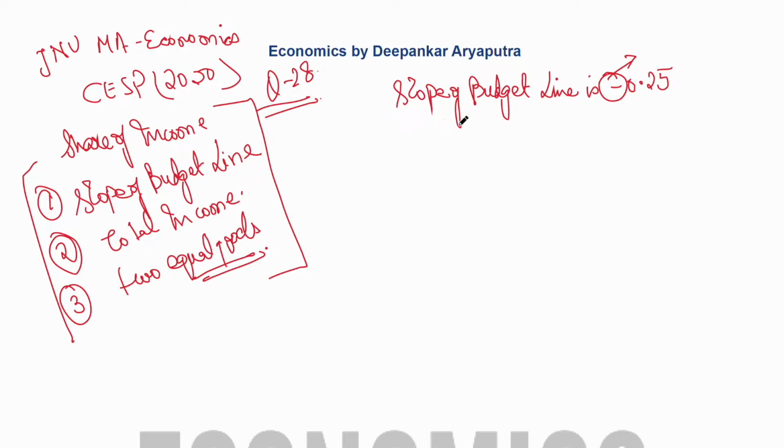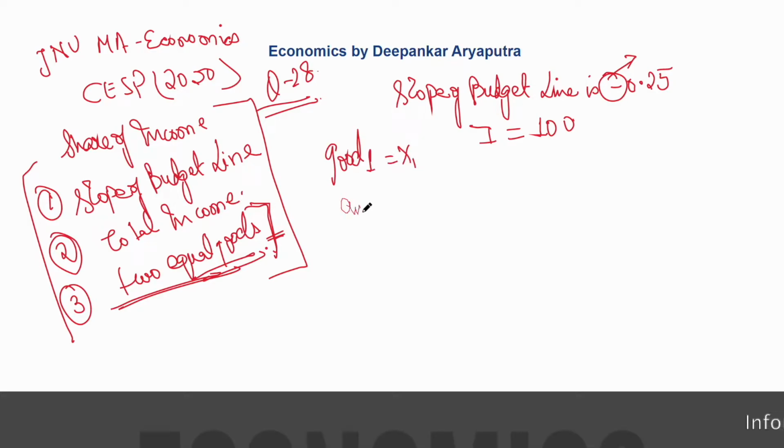In addition, the income that has been given is I is equal to 100. And the third piece of information is that the consumer spends on two equal goods. What do we mean by two equal goods? Let's say good 1 is equal to x1 and good 2 is equal to x2, and let's say the price of x1 is p1 and the price of x2 is p2.